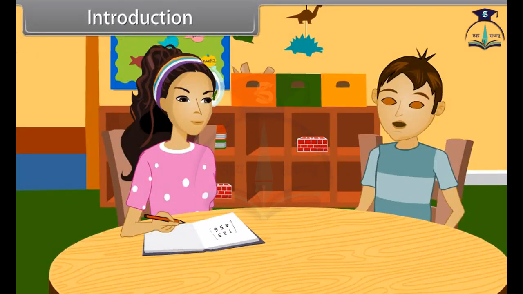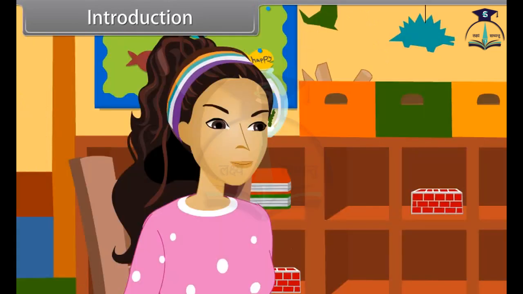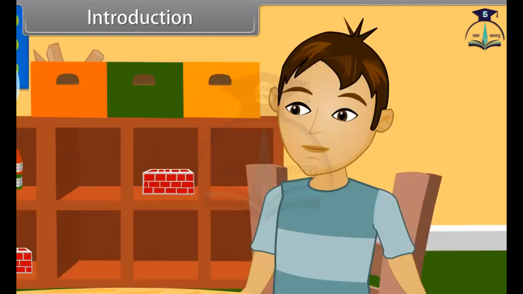Rocky, why are you writing all these numbers in one bracket? This is not just a bracket. Did you forget what our math teacher taught us the day before? Oh yeah, matrices. So you are solving any problem? Yes, I am finding the transpose of this matrix.